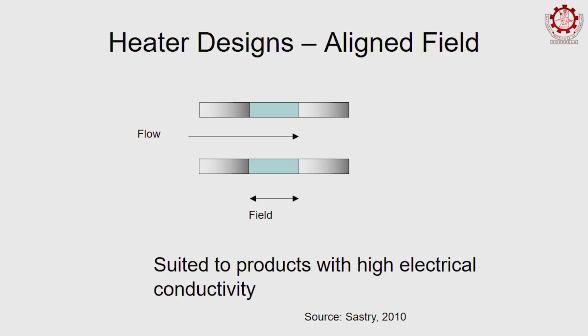You can have aligned field electrodes. So, you have two electrodes, and the product is moving here, and this is suited for products with high electrical conductivity. So, in other words, if you look at ohmic heating, the choice of your electrode design depends on what type of product you may be processing.